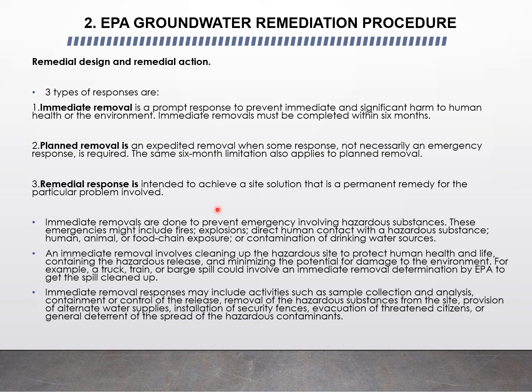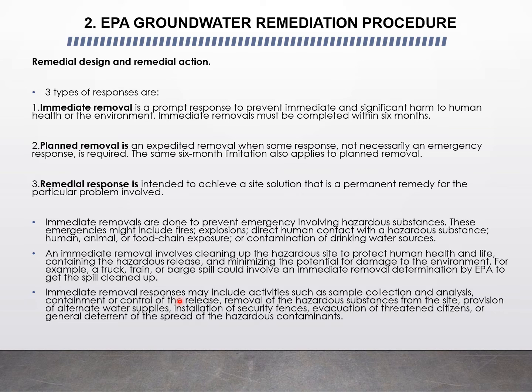Immediate removals are done to prevent emergencies involving hazardous substances. These emergencies might include fires, explosions, or direct human contact with the hazardous substance. Immediate removals involve cleaning up the hazardous site to protect human health and life. This is what happened in Johor, in Pasir Gudang. That is called the immediate action. That is one example in Malaysia.